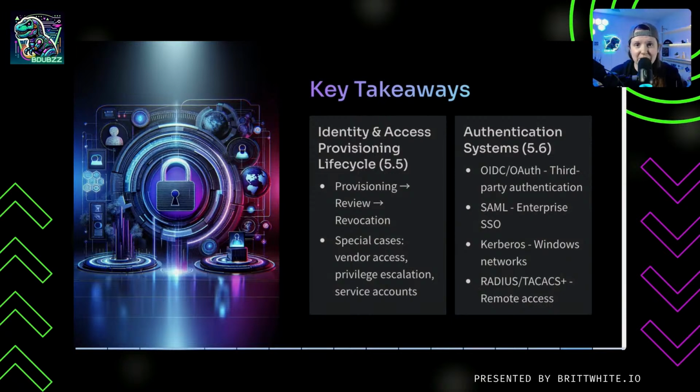We also covered special cases like vendor access, privilege escalation, and service account management. It's all about giving the right access to the right people at the right time and taking it away when it's no longer needed. For Objective 5.6, implementation of authentication systems, we covered how organizations verify identities with some everyday examples. First, OIDC and OAuth.